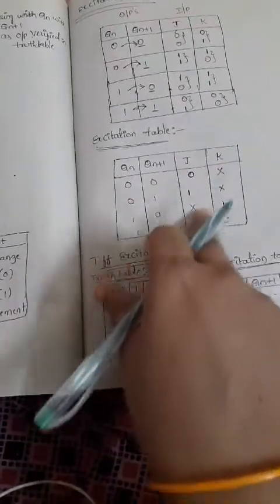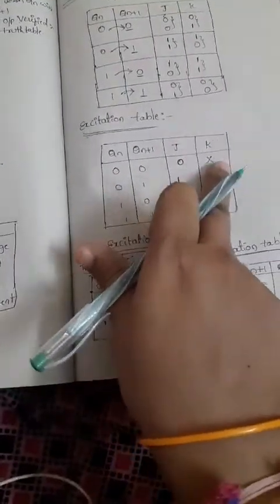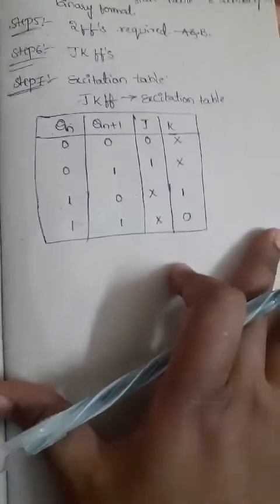So here the excitation table of the JK flip-flop is this one. For 0 0, what is the result? 0 don't care, 1 don't care, and for 1 0, don't care 1, don't care 0. So directly I am taking it here. If you need explanation, go and check out that video. Then 1 don't care, and here don't care 1 and don't care 0. So this is our excitation table.